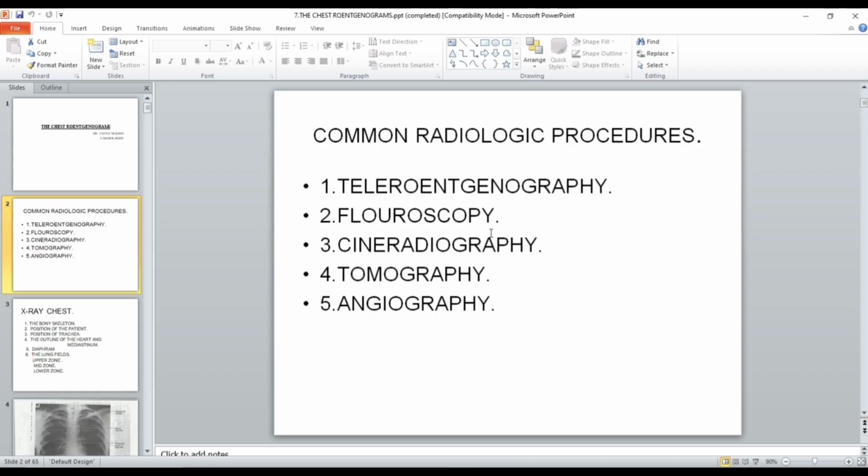A film is prepared during fluoroscopy and angiography. In angiography, a radiopaque drug is injected through a catheter into the various chambers of the heart and coronary arteries to study their abnormalities.